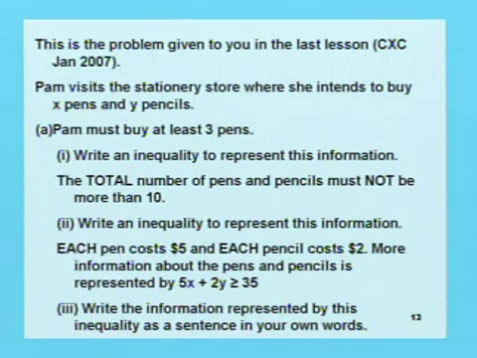Each pen costs $5 and each pencil costs $2. More information about the pens and pencils is represented by 5x plus 2y is greater than or equal to 35. Part 3. Write the information represented by this inequality as a sentence in your own words.